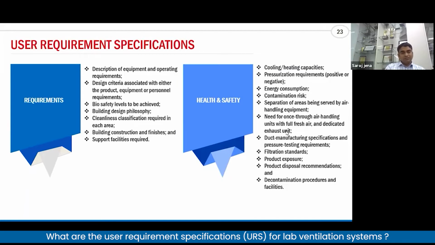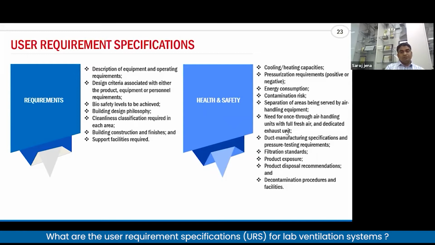So describe the requirement and operating requirement, the design criteria associated with the product, equipment and personnel. What exactly is the equipment intended for? The biosafety level to be achieved: what type of biosafety level am I looking for? And the building design philosophy. If you buy a biosafety cabinet, you should give the proper measurements of the area where it needs to fit.